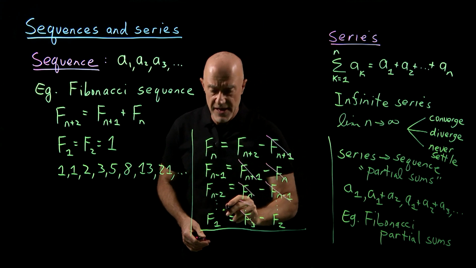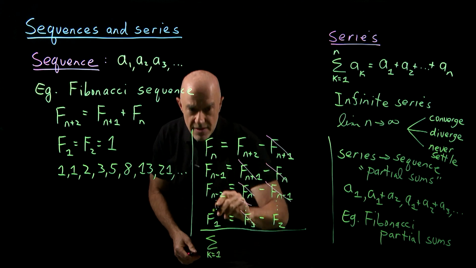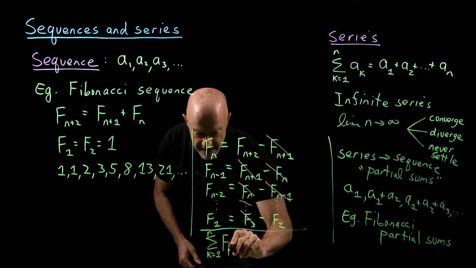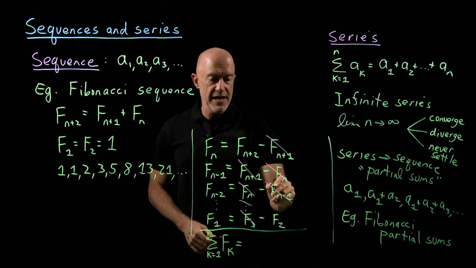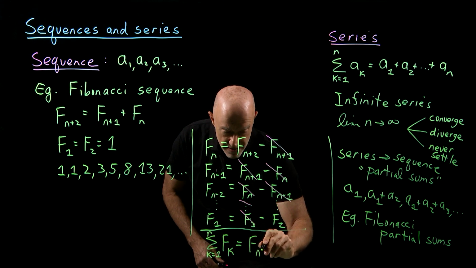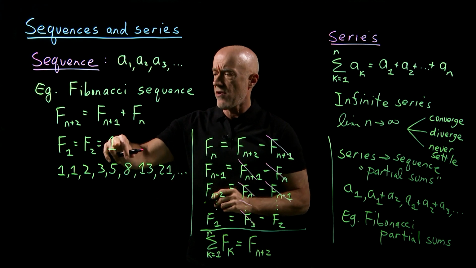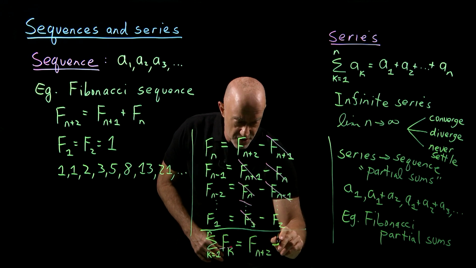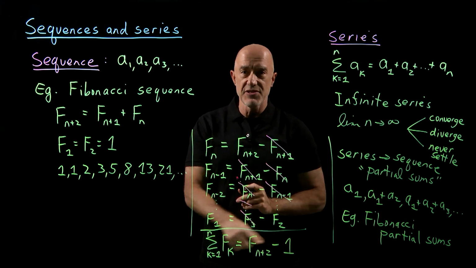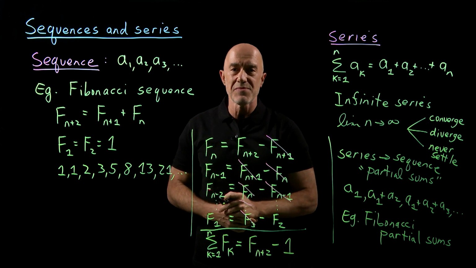So if we sum the left-hand side, then we would get the sum from k equals 1 up to n of f sub k, which is equal to the sum of the right-hand side. Everything is canceling except the first number here, f sub n plus 2, minus f sub 2. But f sub 2 is one of our initial values, equal to 1. So the sum is f sub n plus 2 minus 1. So you can try this out. These are the partial sums of the Fibonacci numbers. You can try them out for some of these numbers here.